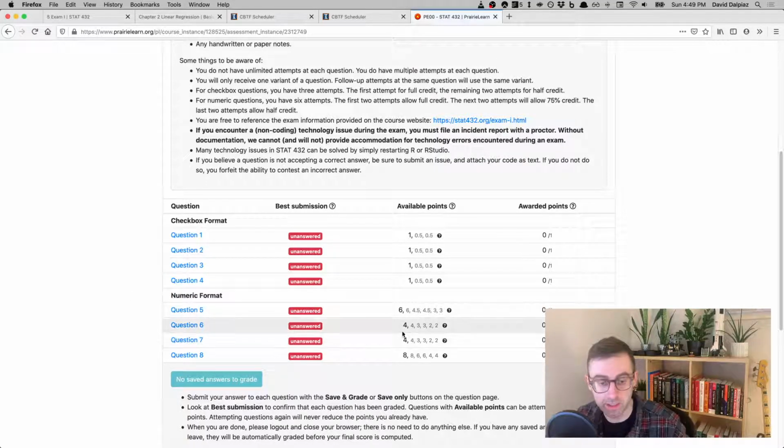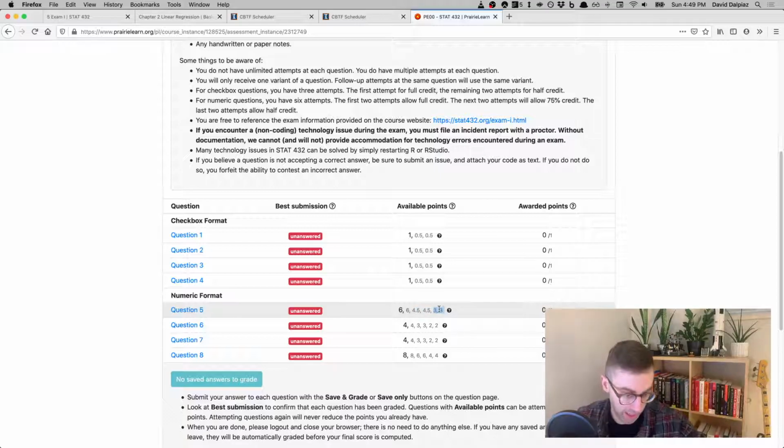So first thing we can see is for the checkbox questions. The first attempt is for full credit, the second 2 attempts are for half credit. And then with the numeric questions, first 2 attempts for full credit, next 2 attempts for 75% credit, last 2 attempts for half credit. After that, nothing.